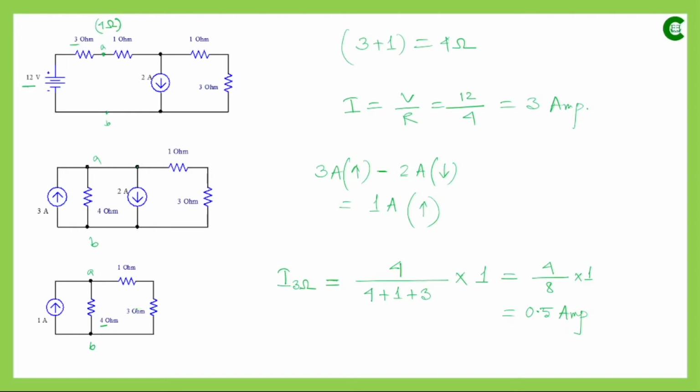That means in the parallel path both the resistances have the same value. So the main current, 1 ampere, will be divided into two equal halves. The same current will be flowing through each of these parallel paths.